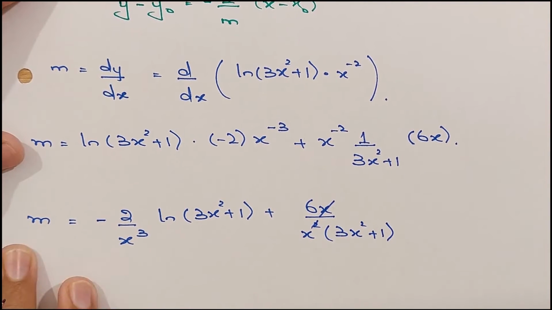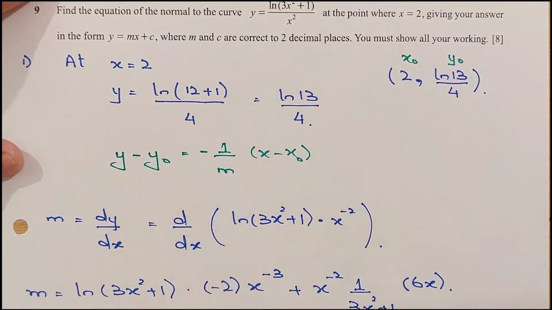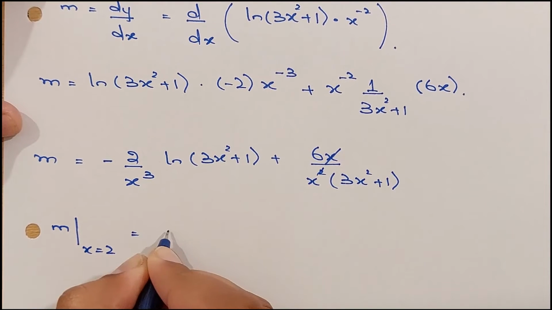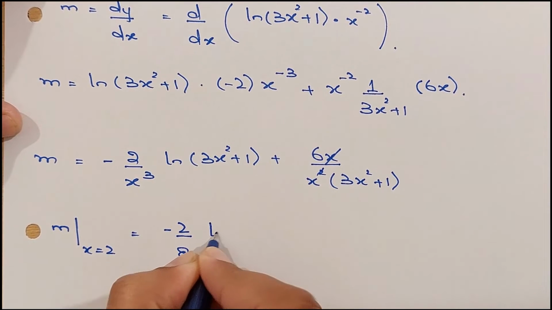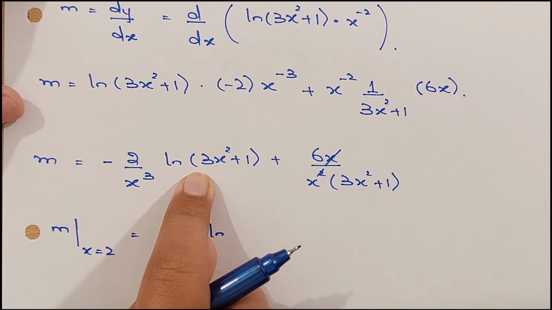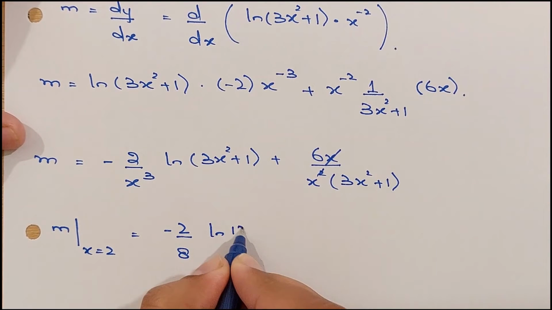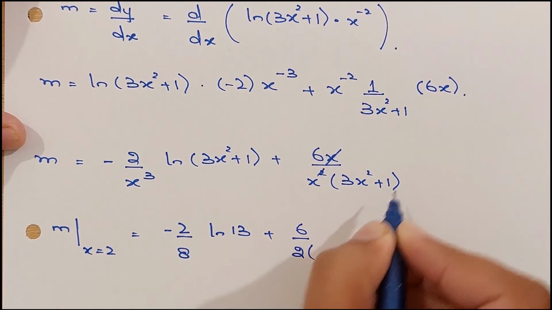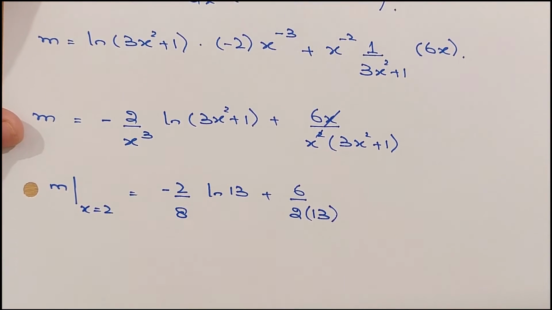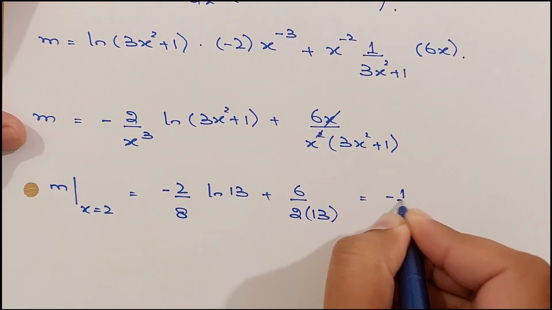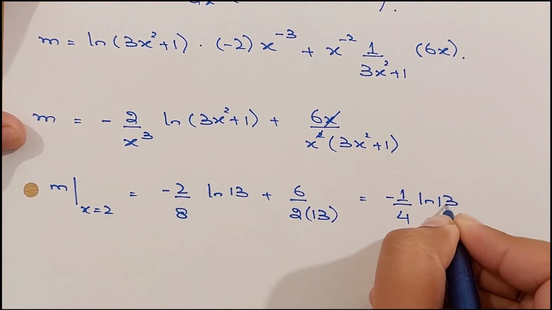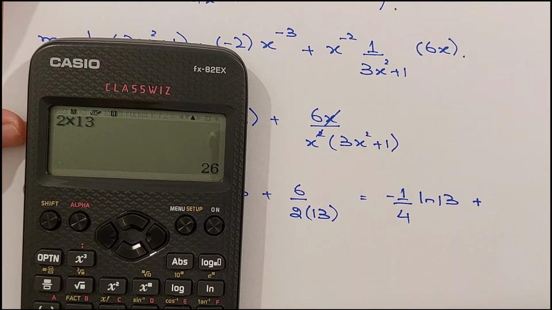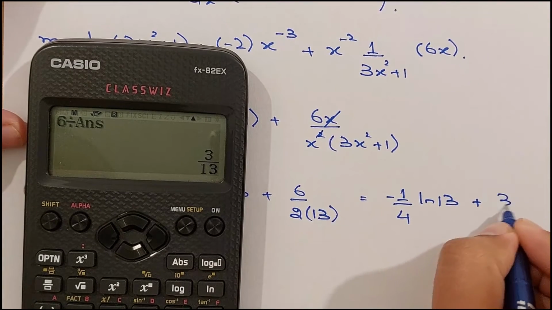Now we have to find the gradient at x equals 2. This we have been given, right? So let me solve the gradient at x equals 2. So we have minus 2 over 2 cubed, which is 8, natural log of 2 squared is 4, 4 times 3 is 12, and 12 plus 1 is 13, plus 6 over x, where x equals 2, times 13, right? Let me simplify it further. 2 times 4 is 8, natural log of 13, plus 2 times 13, and 6 divided by that answer, 3 by 13.